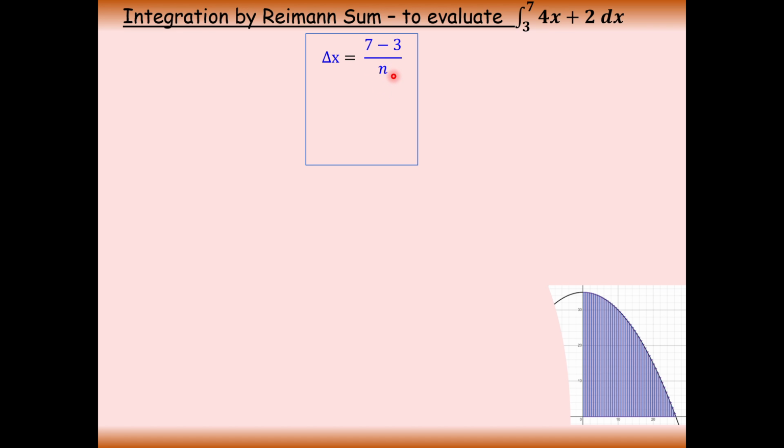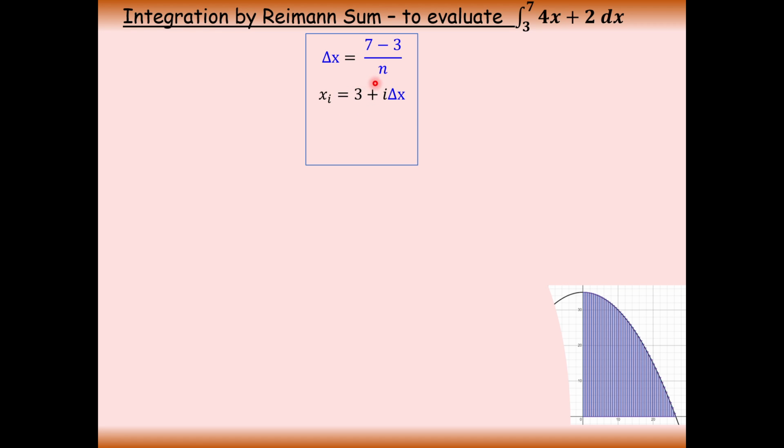So as we are going to let n approach infinity, we are dividing the region into smaller and smaller width of rectangles, but the height will come from the function that we have under the integral. And the x values are going to be replaced with this funny notation 3 plus i delta x.